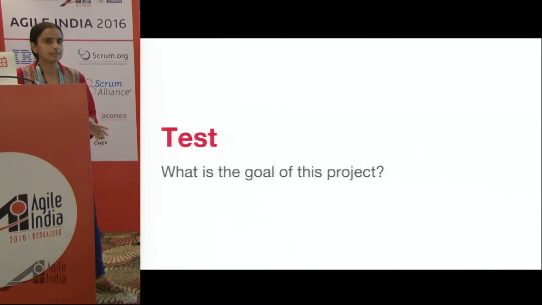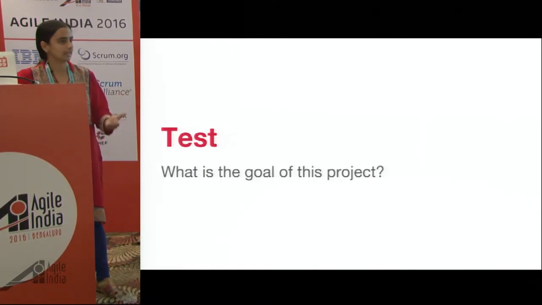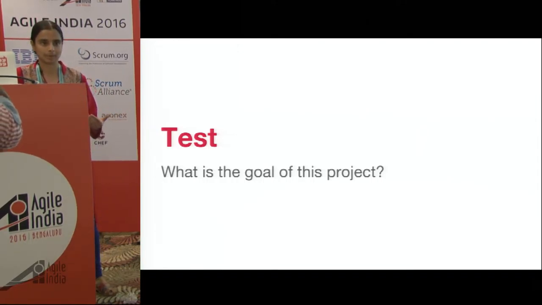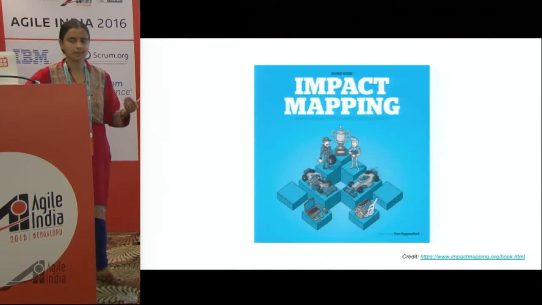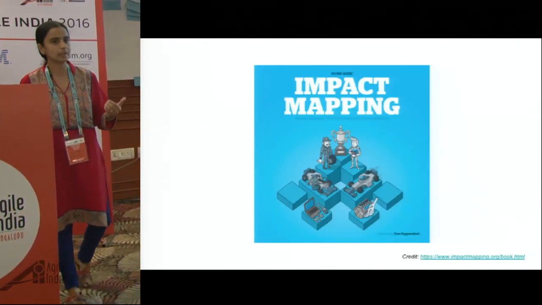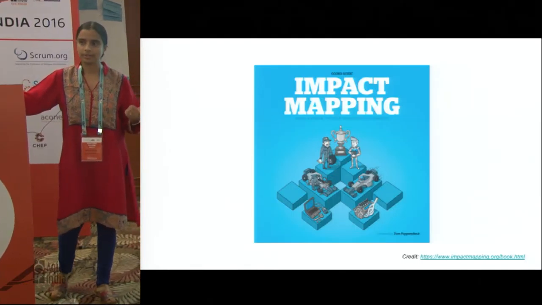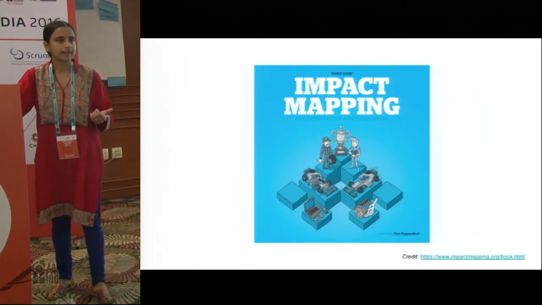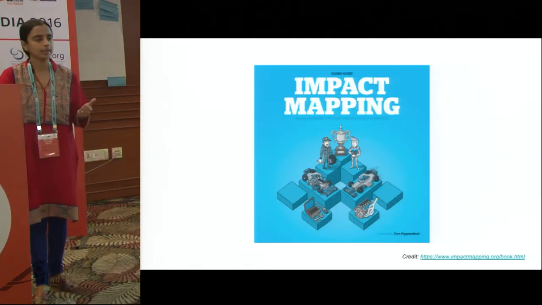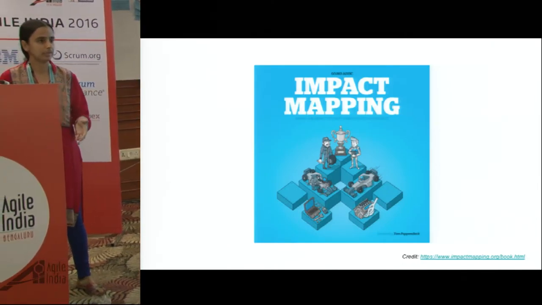And this is why we need certain tools or certain techniques to help us bring in shared understanding among the team. And so how do you do that? That is where impact mapping comes into the picture. It's a book written by Gojko Adzic with the same title. And in that, what he talks about is how do you bring in alignment within the team.